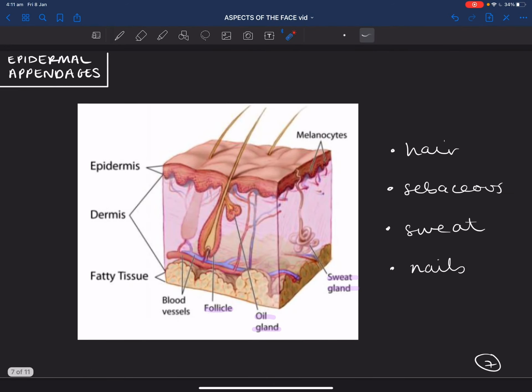Okay. Next, let's look at epidermal appendages. And this just means anything on your skin or within your skin, so different structures within your skin. So we definitely know hair follicles.